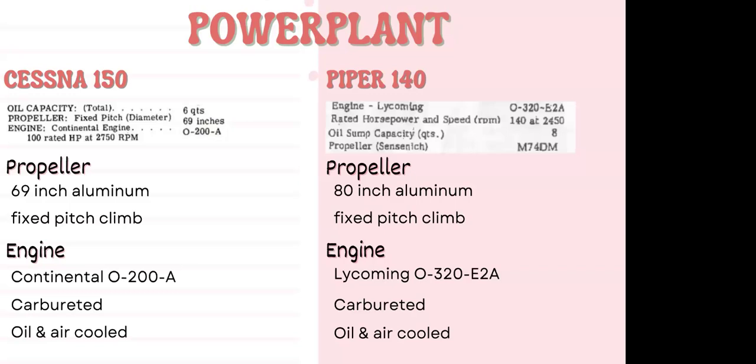So in Bluebell, we have a Continental O200 Alpha. Essentially what that means is that Continental is the manufacturer of the engine, and the O at the beginning stands for horizontally opposed. And essentially what horizontally opposed means is that instead of the cylinders firing up and down, they fire side to side.